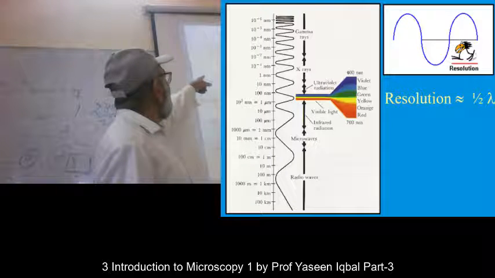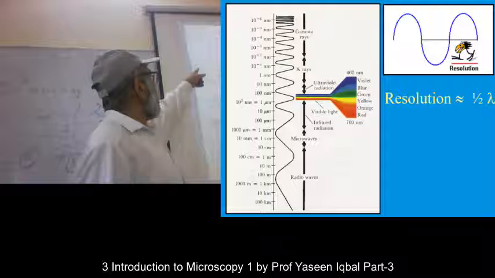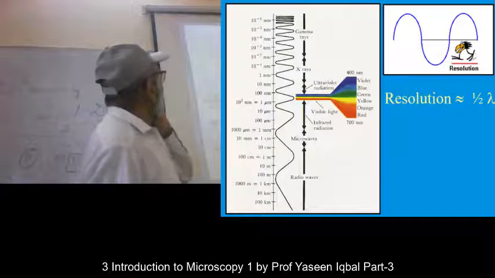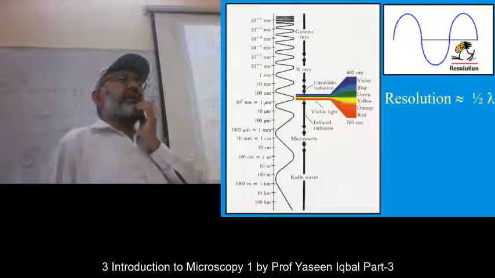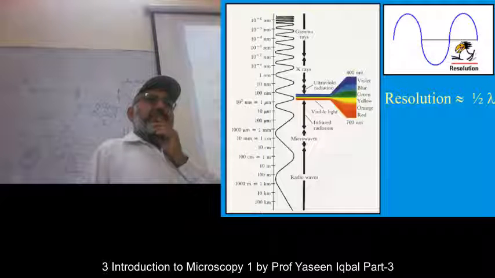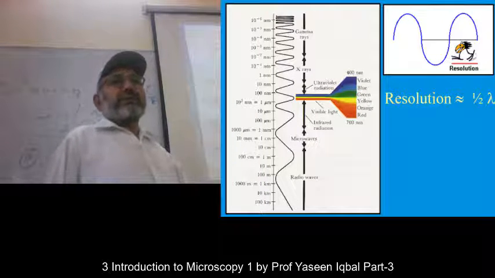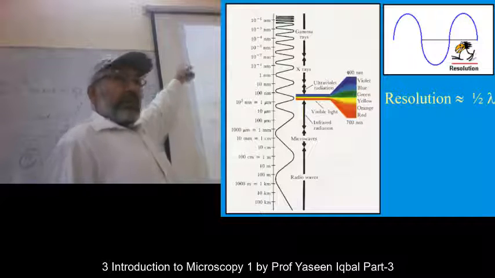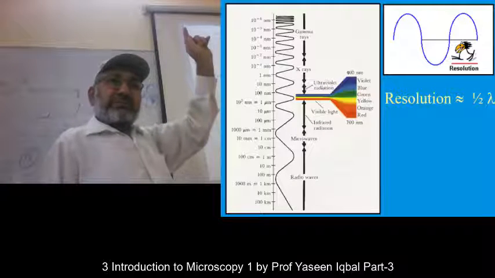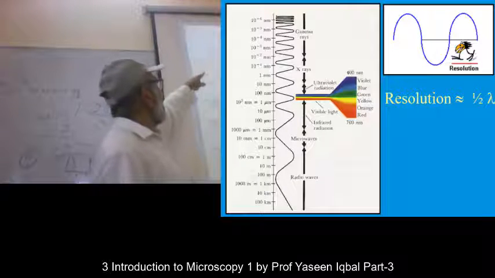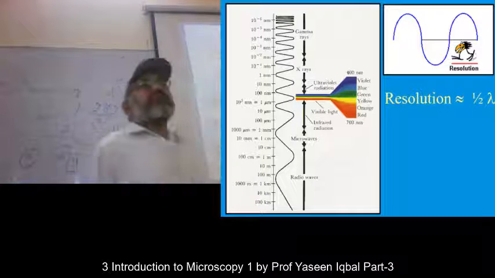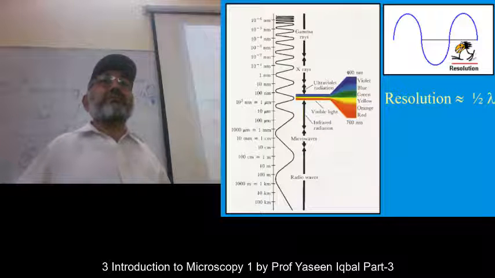Then come down here, X-rays. They start from 10 power minus 2 nanometer, which means 0.01 angstrom, that is 1 nanometer over 100. Think over it: 1/10 of a nanometer is 1 angstrom. So it starts from there and reaches up to here, 10 nanometer, which is about 100 angstrom.